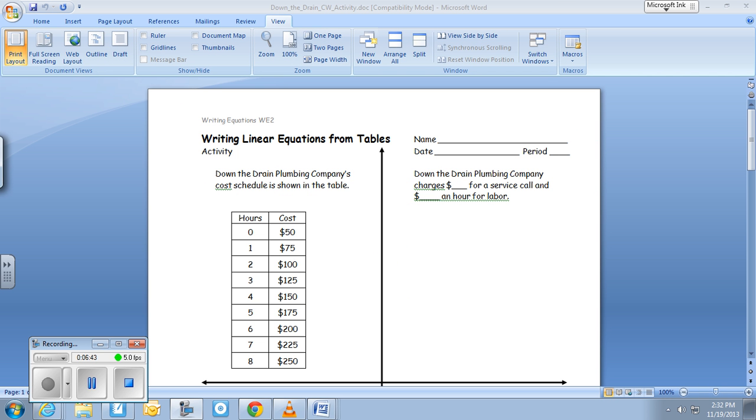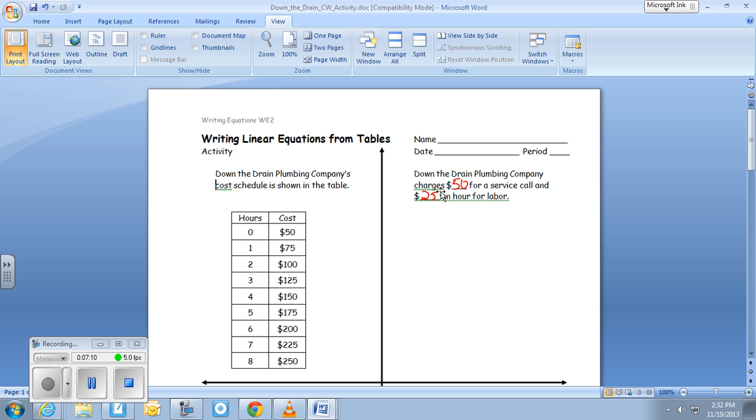Okay, the next page, this is the Down the Drain Plumbing Company. We're given a table showing hours and the cost of those hours. So on the upper right, it says Down the Drain Plumbing Company charges blank for a service call and $25 an hour for labor. So we found that from the table here, that just for coming out, they're going to charge $50 and then $25 an hour for labor.